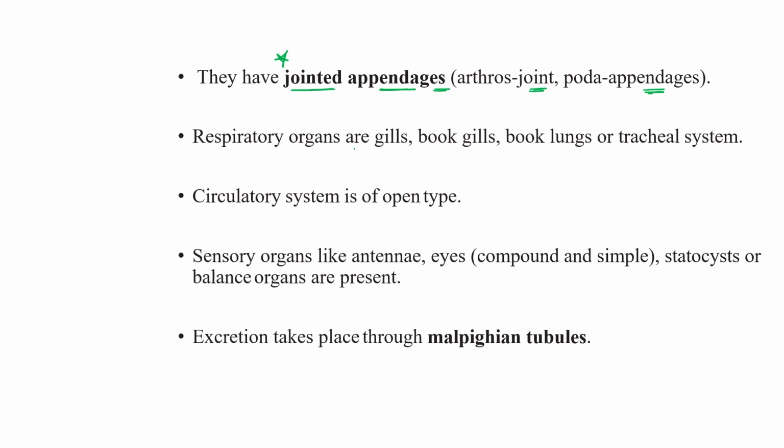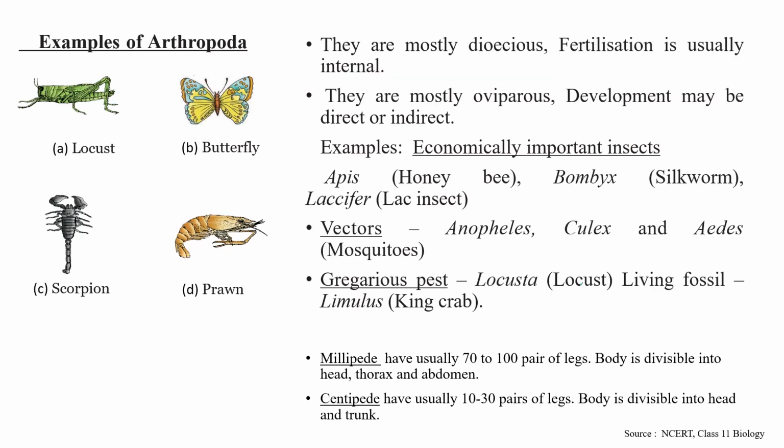Their respiratory organs are gills, book lungs, or the tracheal system. The circulatory system is of open type. Sensory organs like antennae are present. They have compound eyes. They have statocysts or balance organs, which are also present as sensory organs. Excretion is through Malpighian tubules. These are the characteristics of phylum Arthropoda.